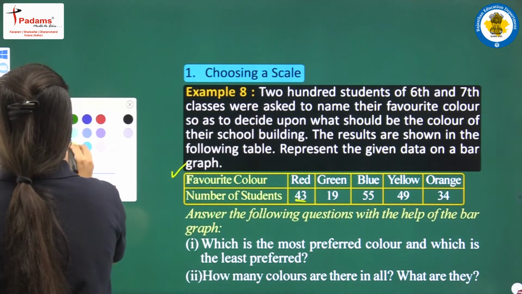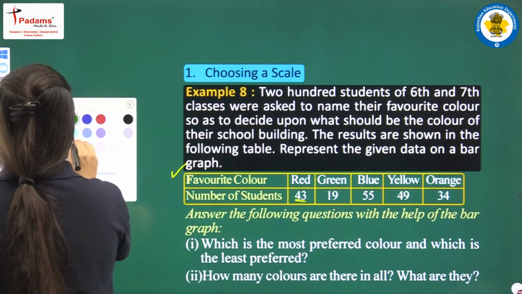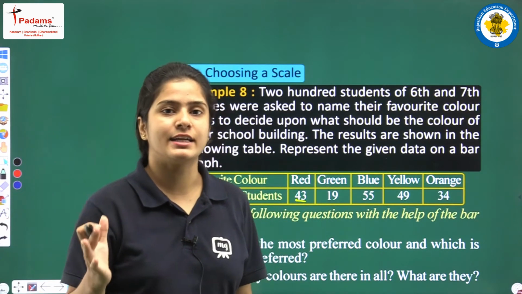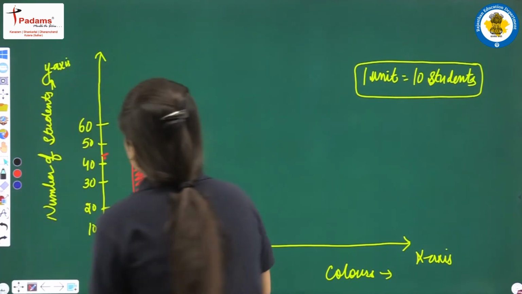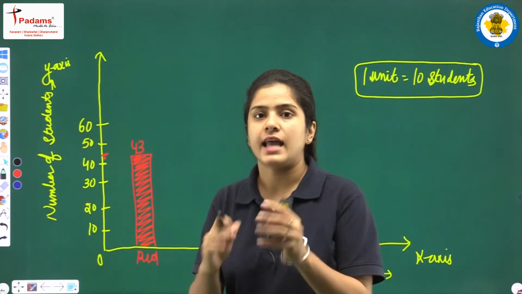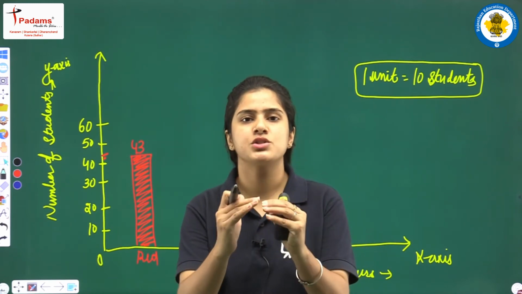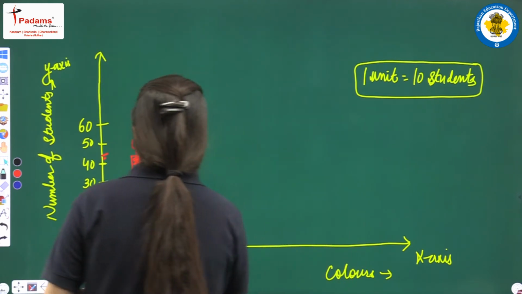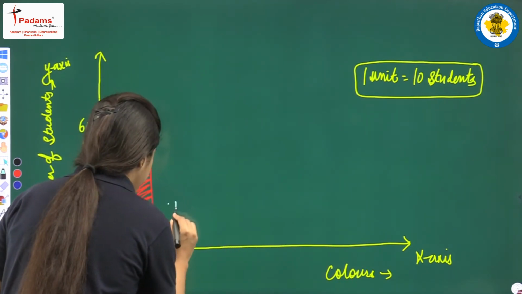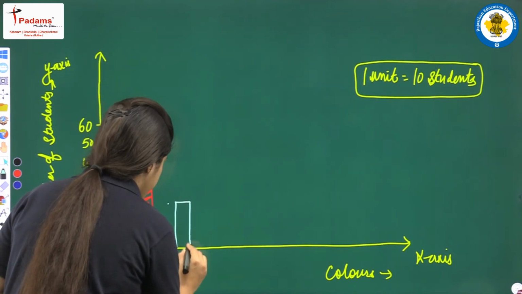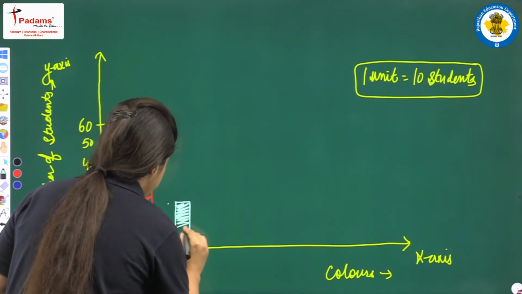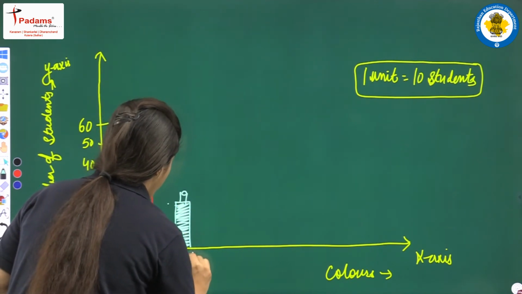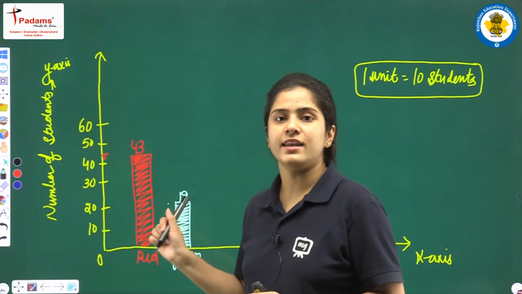Now students, next color green. Favorite color green. Suppose 19 students have green as their favorite color. So 19 will be lying very close to 20, in between the interval of 10 and 20. Now students, green will be somewhere here. It is 19 and this is green.